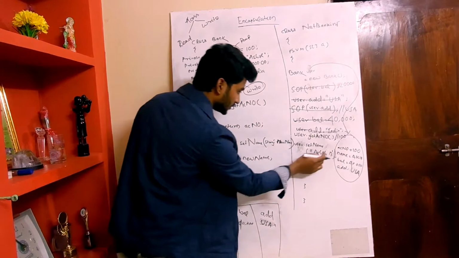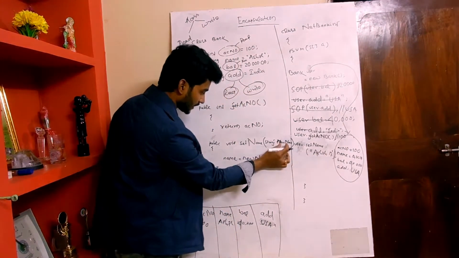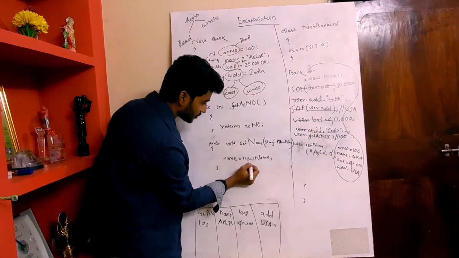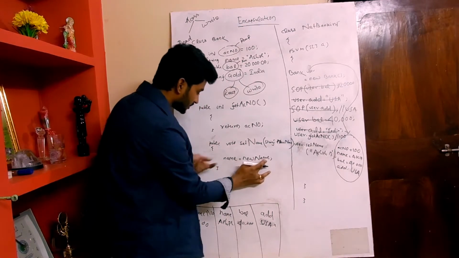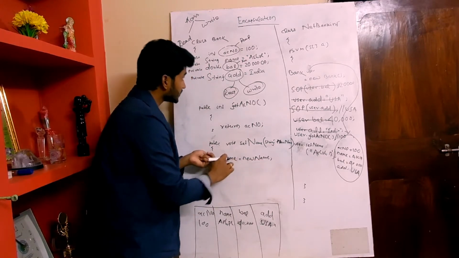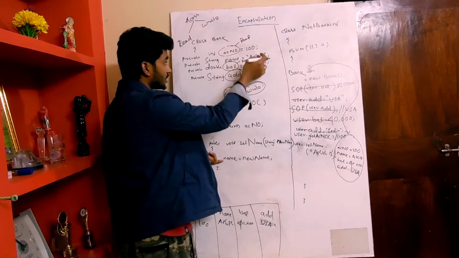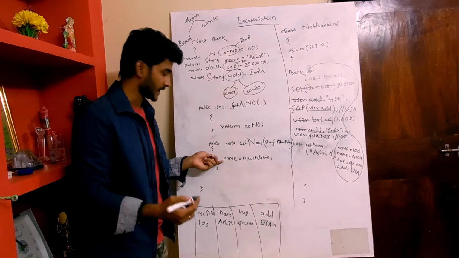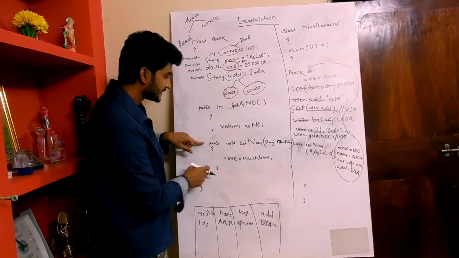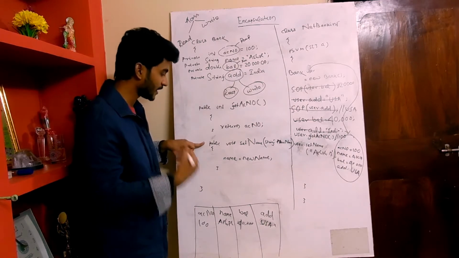Now this Ashish B comes here, and this is the new name. What is the new name you wanted to give? Ashish B. So this name value will be Ashish B. Right now this name is going to change to Ashish B. So using this he can set or modify his name.